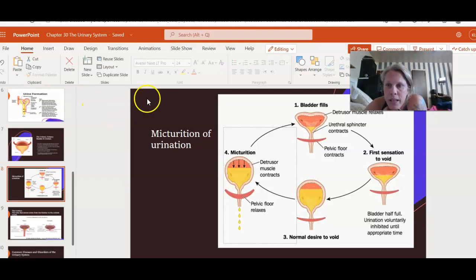So if you look in here, your bladder fills, the detrusor muscle relaxes, the urethral sphincter contracts, and the pelvic floor contracts. Now on the second process, your first sensation to void, the bladder is half full, and urination is voluntarily inhibited until the appropriate time. Now you have the normal desire to void. What happens is the detrusor muscle contracts, the pelvic floor relaxes, and then the urine will come out.